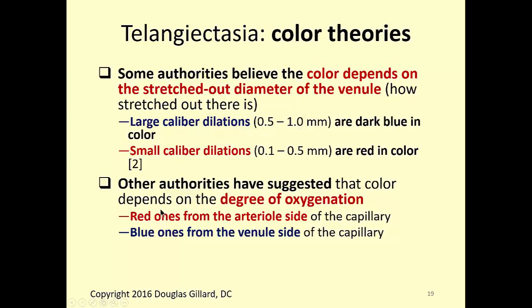But that's one theory. Another theory suggests that it's got to do with the degree of oxygenation, and the more red ones are on the arterial side of the capillary, and the blue ones are more on the postcapillary venules and venous side. But I think this one probably makes more sense to me.